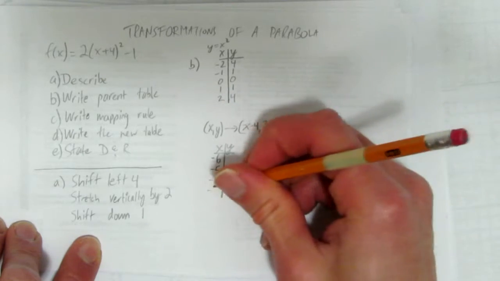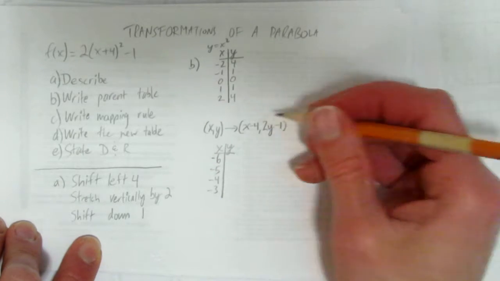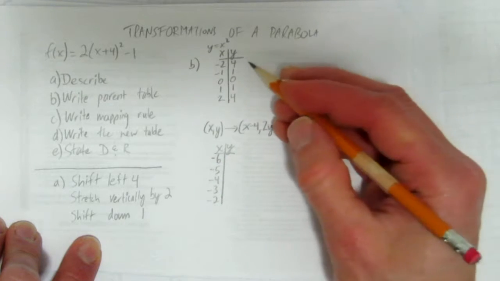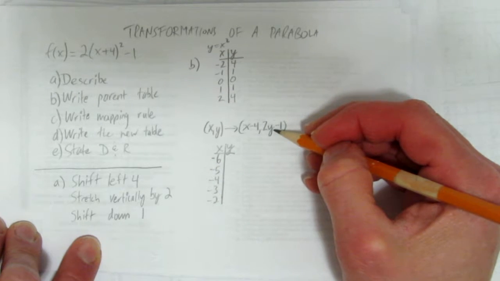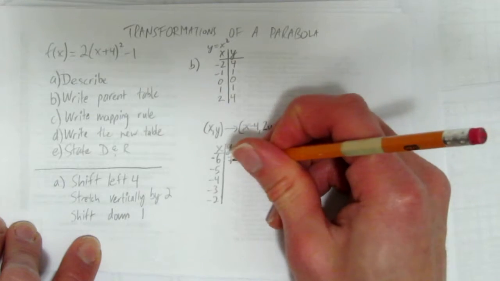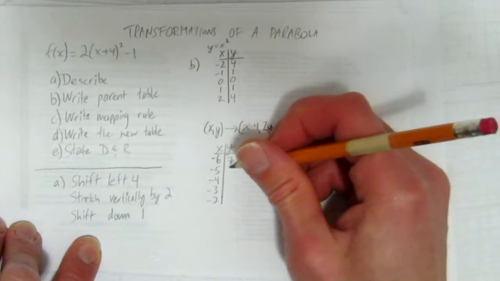1 take away 4, -3. 2 take away 4, -2. And now all the y's. Take all the y's times 2, and then take away 1. Times 2, take away 1. 1 times 2, take away 1.